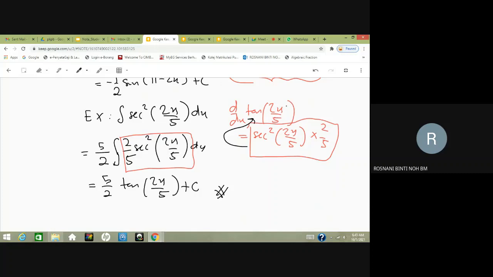It is the best way for you to use this method. Why? Because at the same time as solving the integration, you can also memorize the differentiation. And we know that the derivative is much easier than integration.